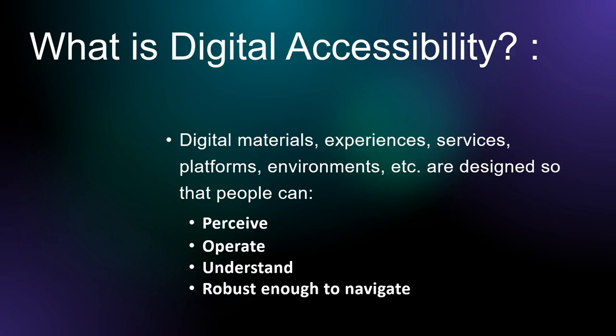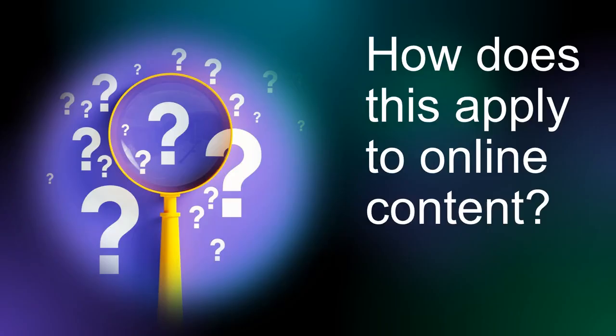So when we look at digital accessibility, we have to make sure all of our digital materials, everything that we have on a platform, our environments, are designed so that people can perceive that content, operate that content using the abilities they have, understand that content, and make sure that all of that content is robust enough to navigate. Now, how does this apply to online content is a question that you might be asking. When we look at some of the things, it's going to be very simple concepts.